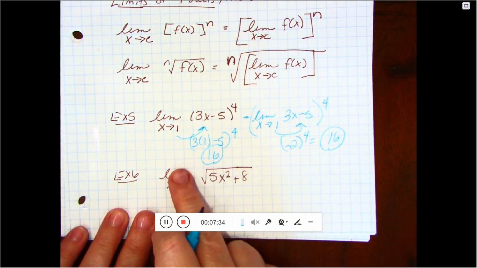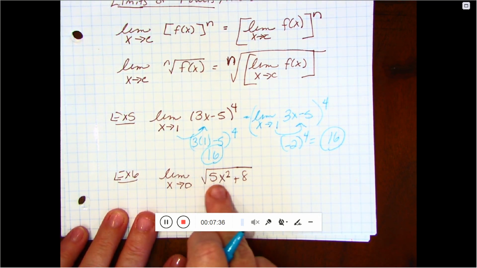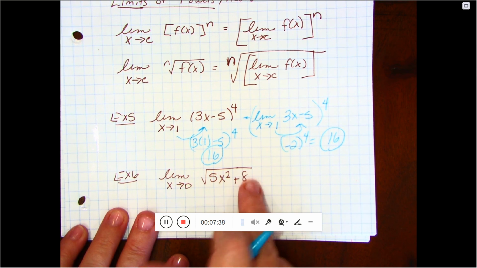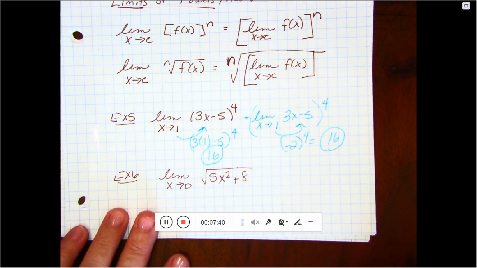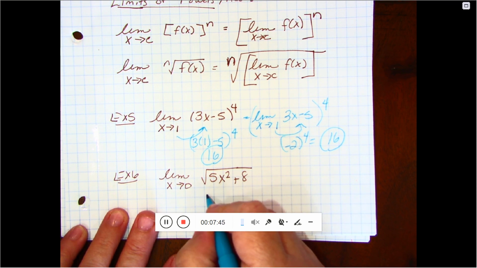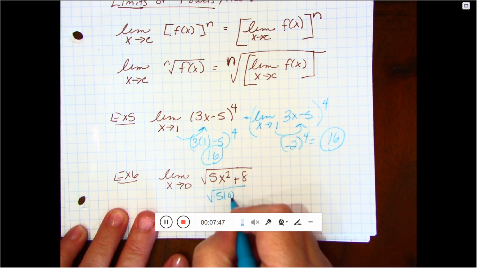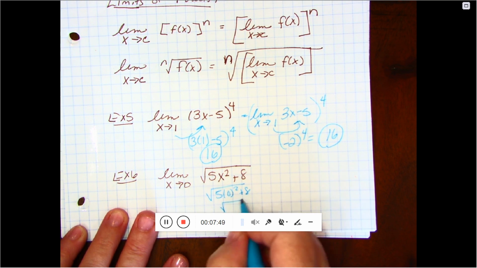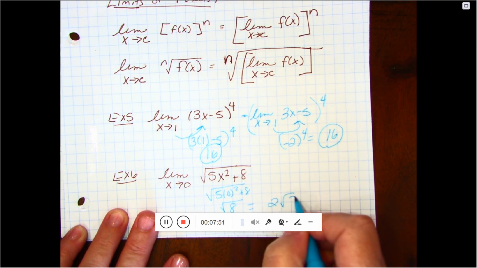Okay, so let's try this one. The limit as x approaches 0 of the square root of 5x squared plus 8. Could I plug the 0 in? Sure. The quick way is simply to plug the 0 in. You would get the square root of 5 times 0 squared plus 8. That's the square root of 8, which reduces to 2 root 2.